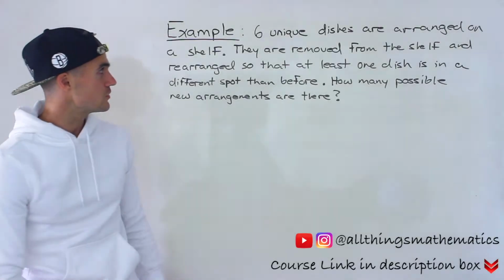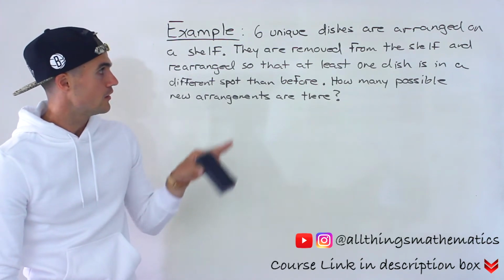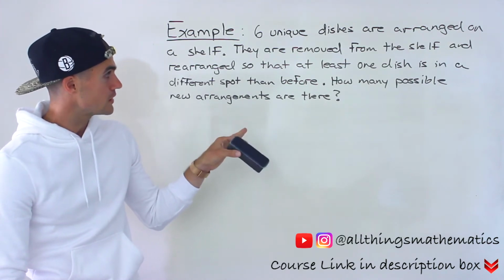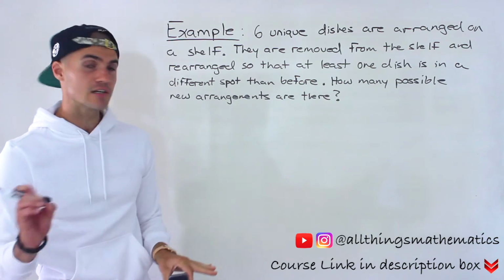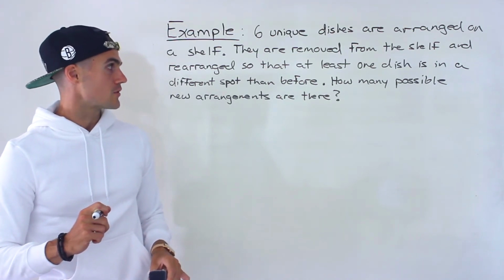Patrick here, moving on to the next question. So 6 unique dishes are arranged on a shelf. They are removed from the shelf and rearranged so that at least one dish is in a different spot than before. How many new arrangements are there?